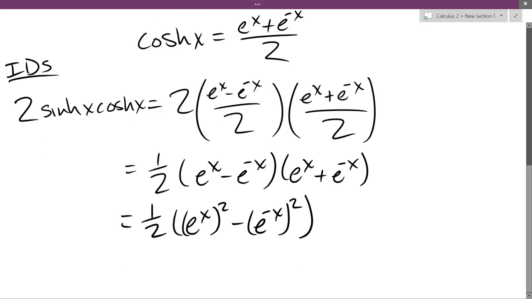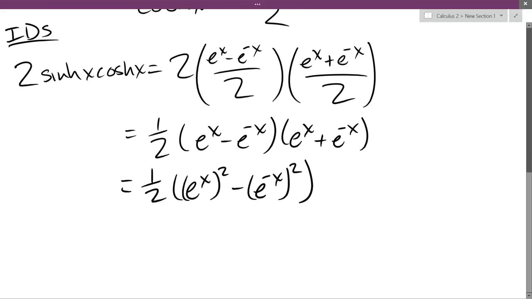Now I'm going to rewrite this. This is e to the x to the squared, so e to the 2x. So that is powers of powers of products. So this is e to the 2x, and the other one is e to the negative 2x. So we got e to the 2x minus e to the minus 2x, and then I'm going to write the half all down below.